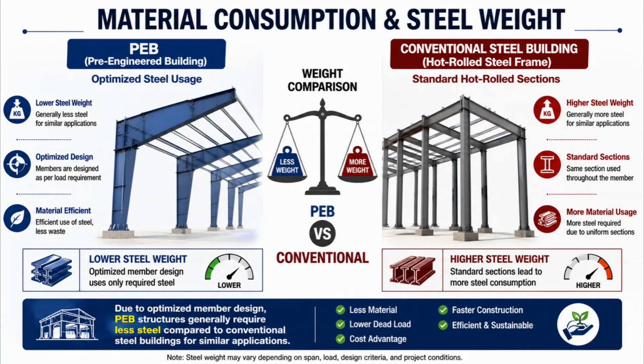In contrast, conventional steel buildings typically use standard sections throughout the structure, which can lead to higher steel consumption and increased structural weight. However, the actual steel quantity depends on span, loading conditions, design criteria, and project requirements. Overall, PEB structures often achieve better material efficiency for large-span industrial applications.